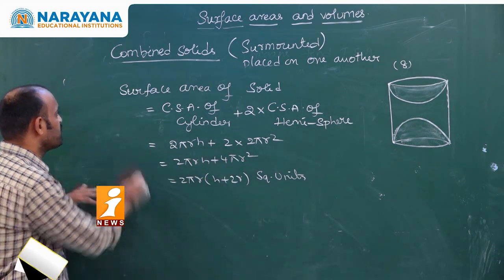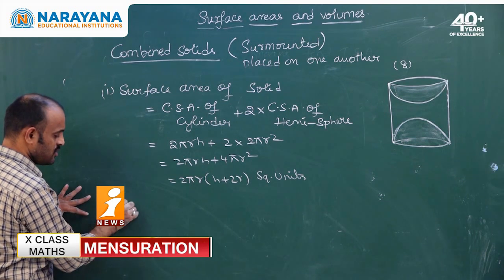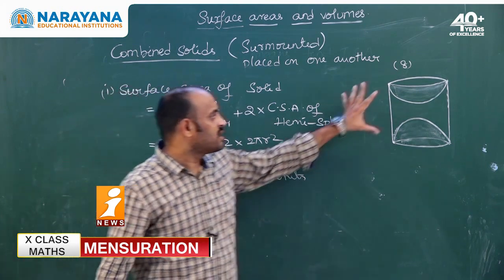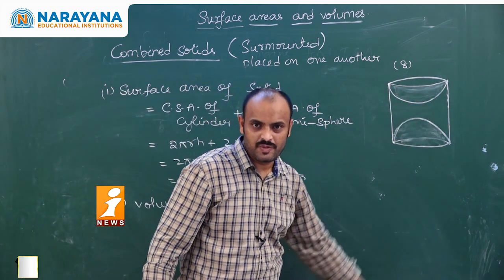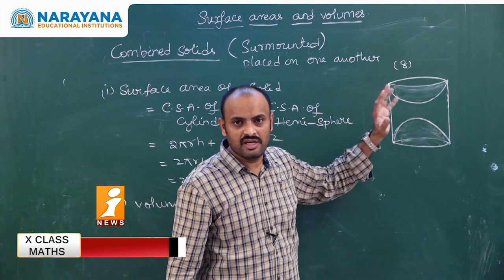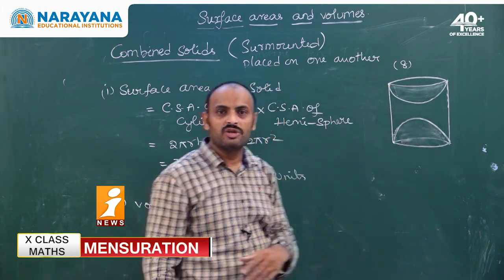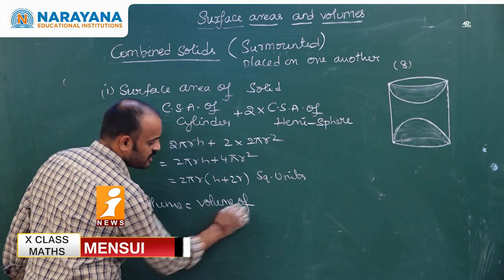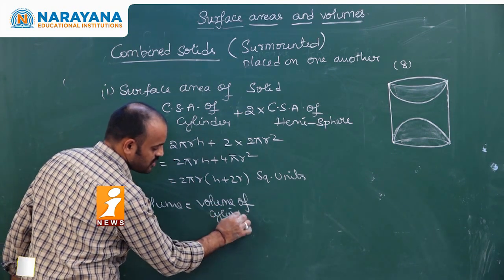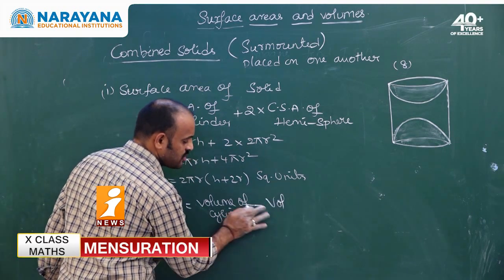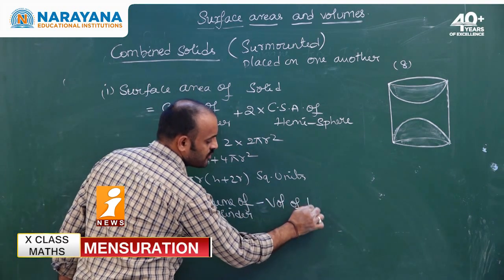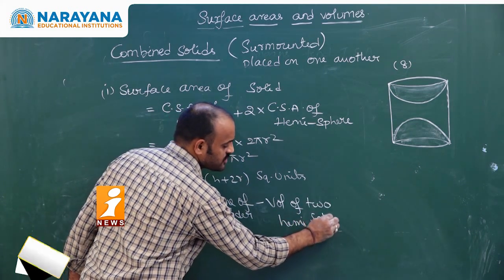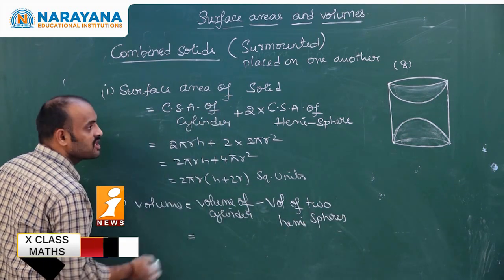Now how to find the volume of it? Volume of the resulting solid. From the cylinder they have removed two hemispheres. That means volume of cylinder minus volume of two hemispheres.